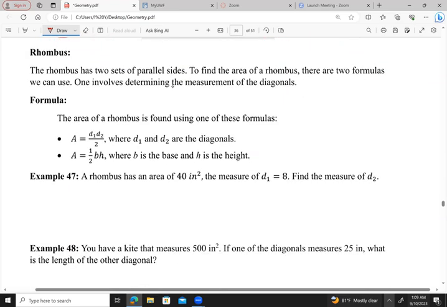So a rhombus has an area of 40 square inches. Measure of D1 is 8. Find the measure of D2. So area equals D1 times D2 over 2. So I know my area is 40. I know D1 is 8 times D2 over 2. Multiplying both sides by 2, I get 80 equals 8 D2. Dividing both sides by 8, I get 10 equals D2. 10 inches.